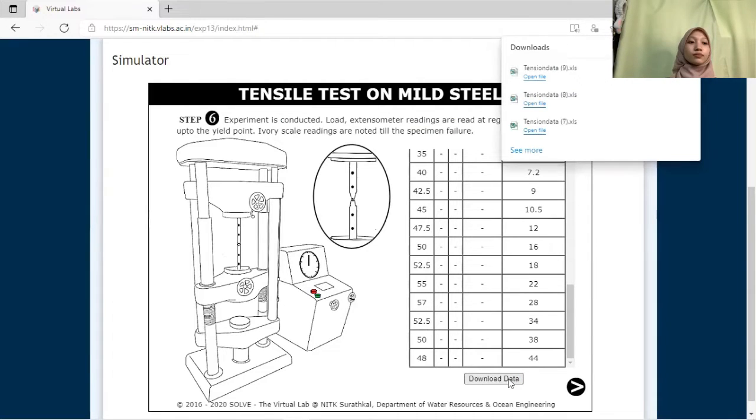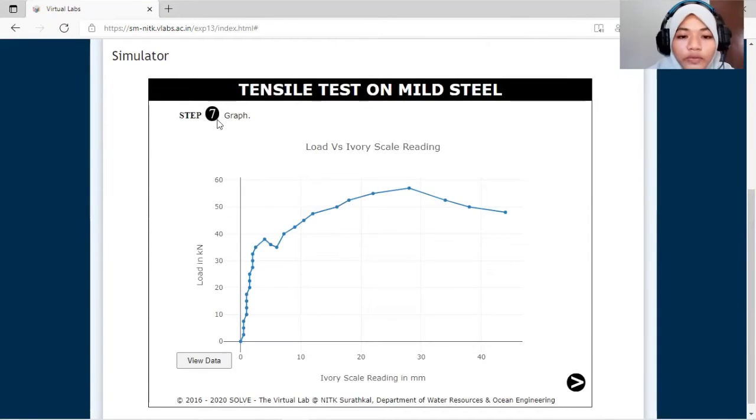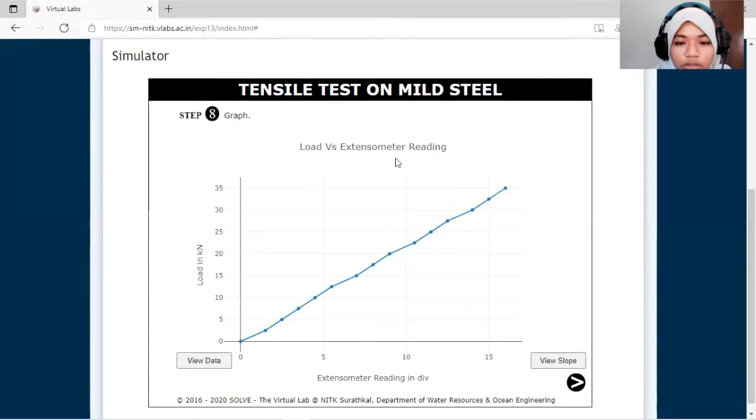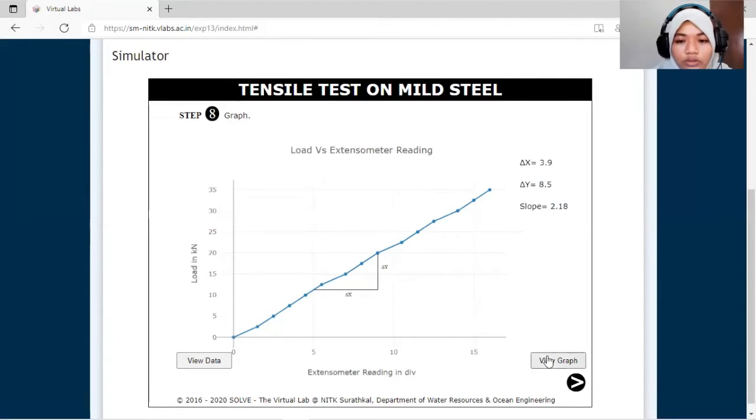Thank you, Anira, for explaining from step 1 until step 6. So I will explain about step 7. As you can see, this is the graph of load versus ivory scale reading, and this is the yield point, and this is an ultimate load. So this is the graph for load versus extensometer reading, and you can see the slope. The slope is 2.18.